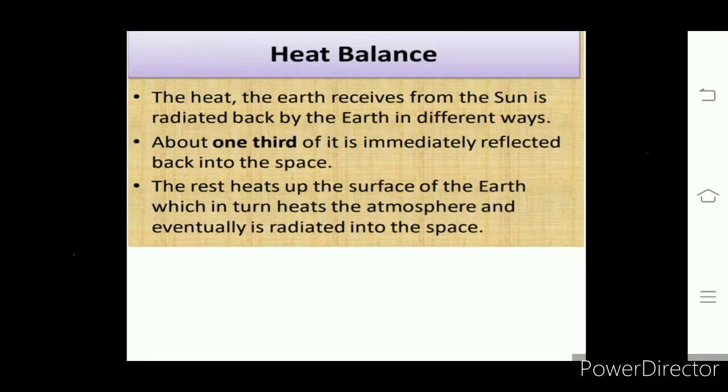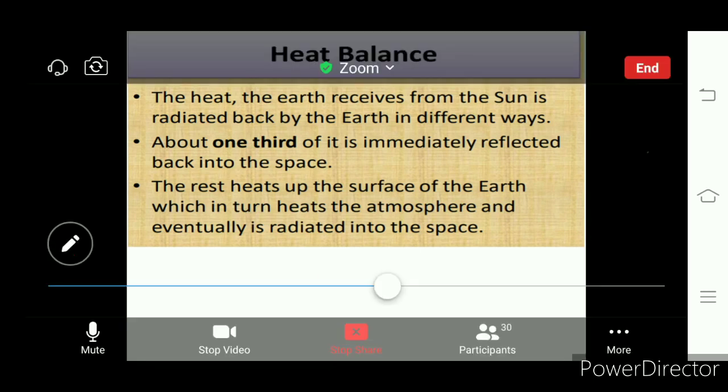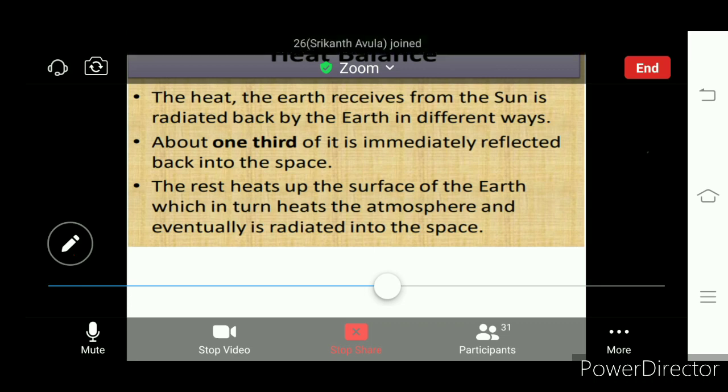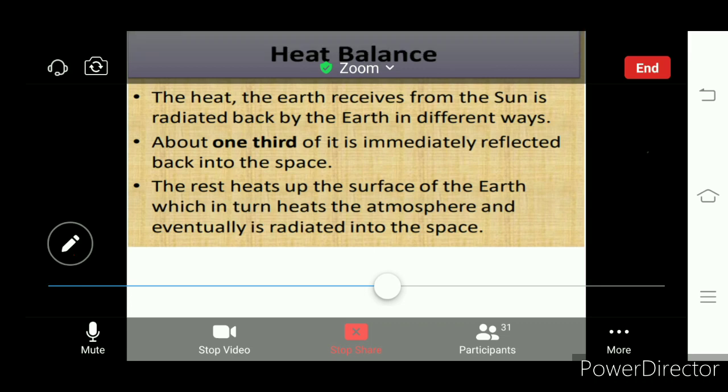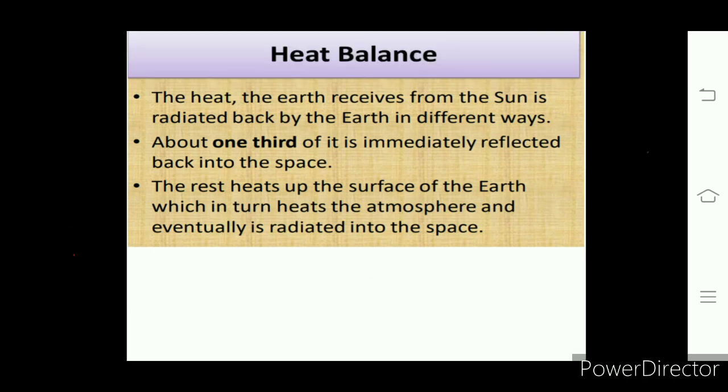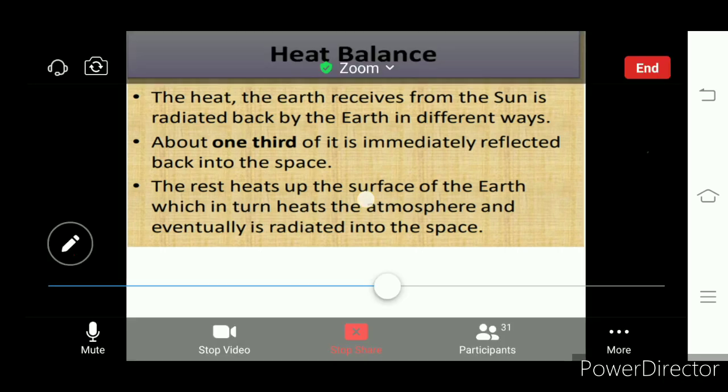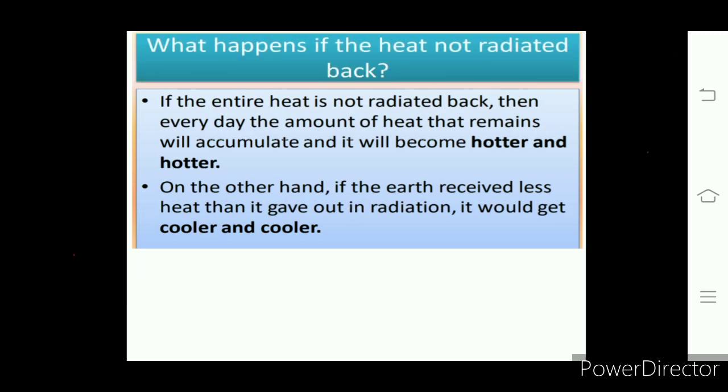Balance. The heat the earth receives from the sun is radiated back by the earth in different ways. One third of the heat is immediately reflected back into space, and the rest heats the surface of the earth, which in turn heats the atmosphere and is eventually radiated into space. So here, what happens when heat is not radiated back?